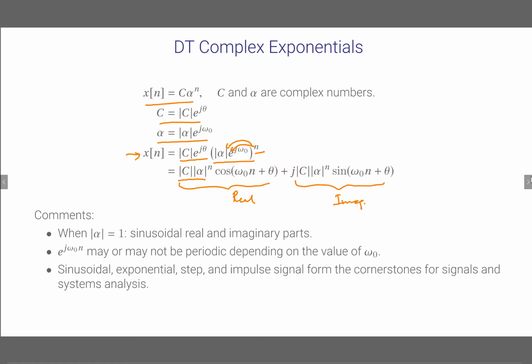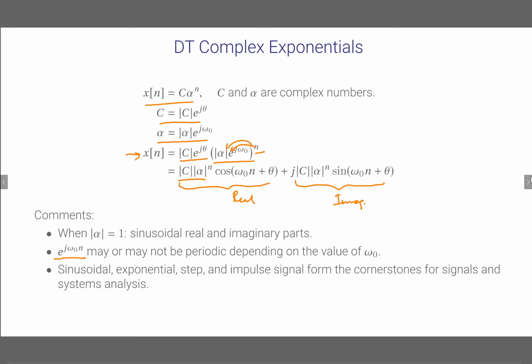So when alpha is equal to 1, sinusoidal real and imaginary parts are obtained. You can see when alpha is equal to 1, there is no contribution to the increasing amplitude based on the time n or the integer variable n. E to the power of j omega naught n may or may not be periodic depending on the value of omega naught. So sinusoidal, exponential, step and impulse signals in combination form the cornerstone for signals and systems analysis.